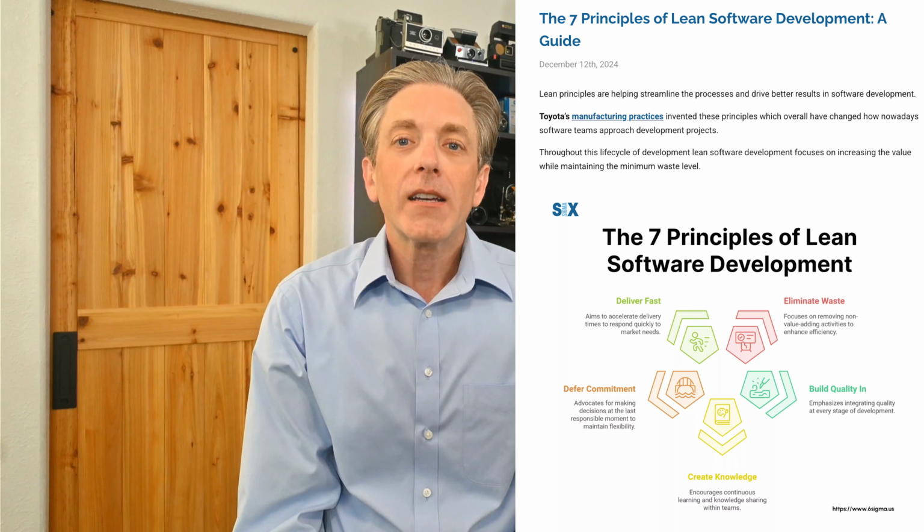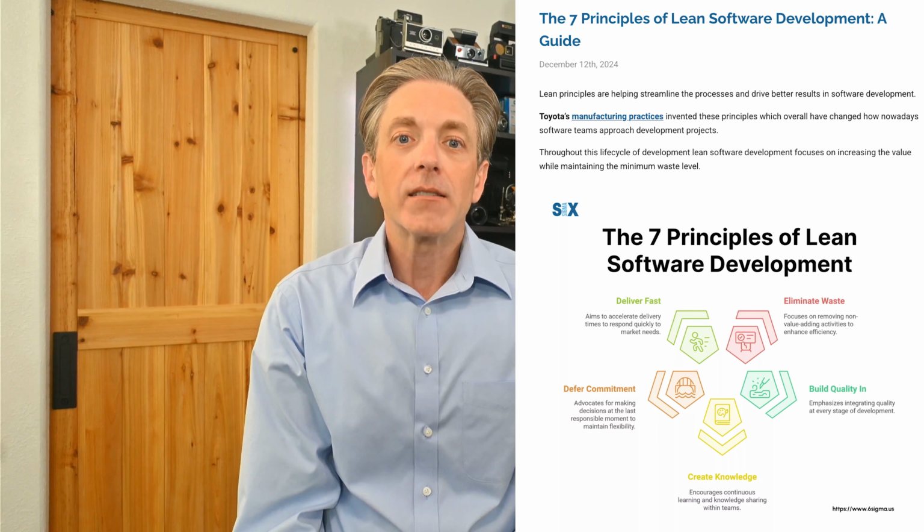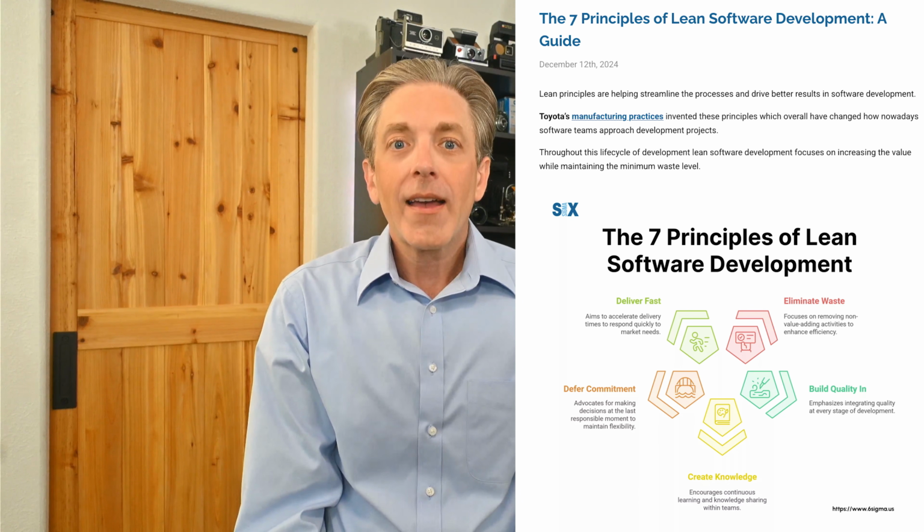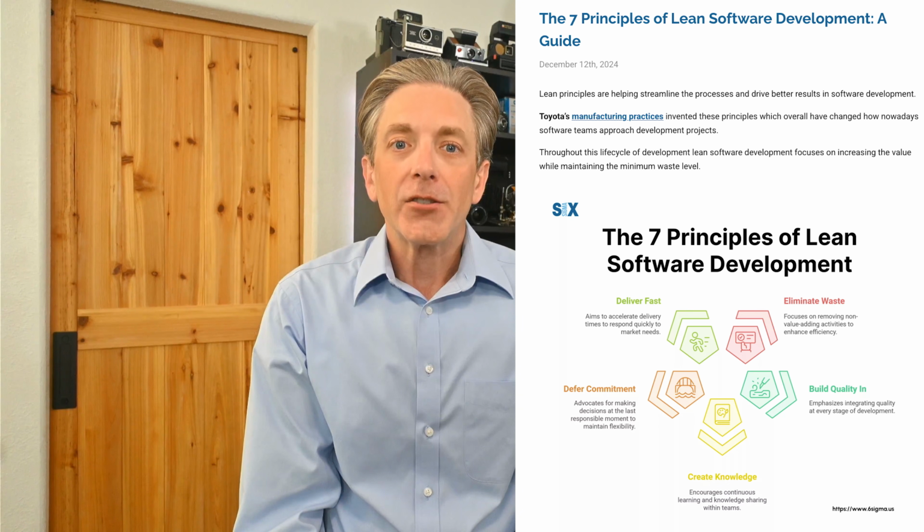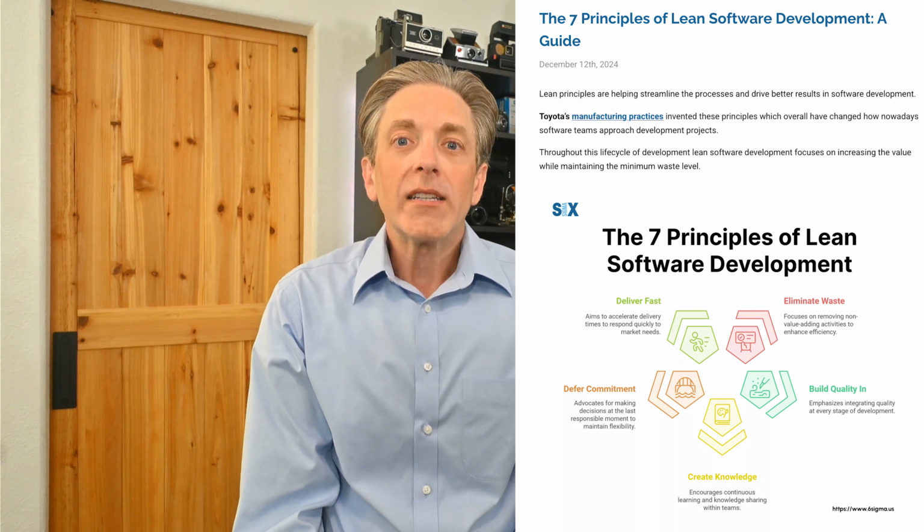Lean software development is governed by 7 core principles designed to eliminate waste and optimize the entire system. Eliminate waste. Identifying and removing any activity that does not directly create customer value, such as partially completed work, handoff delays, or unnecessary features.